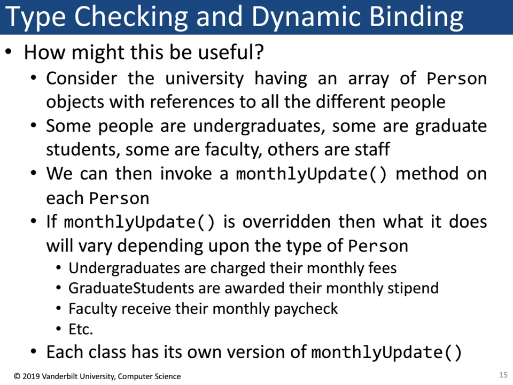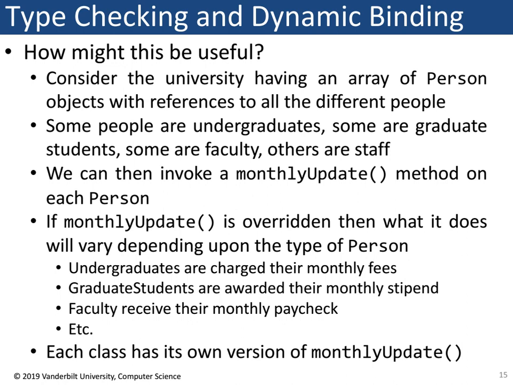So how is this useful? Well, it simplifies code. Imagine that the university had some array of type person, such that everybody who's affiliated with Vanderbilt is stored in this array. However, some of those people are undergraduates, some of them are graduate students, some are faculty, and some are staff. But then we had this method which was declared in the class person, but then was overridden in each of the different specific derived classes.